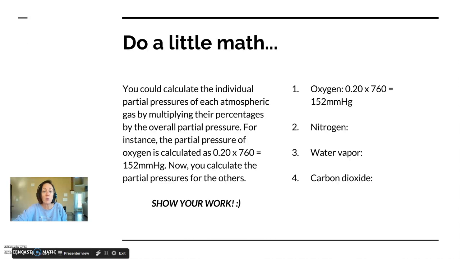So now what I want you to do is show your work on your guided notes, put the video on pause, and do the math for all of these. So go back and look at the previous slide if you'd like to, or look on your notes and get the percentage for nitrogen, water vapor, and carbon dioxide, multiply by the total, which is 760, and get the number of millimeters of mercury, which is the partial pressure for each of these gases.